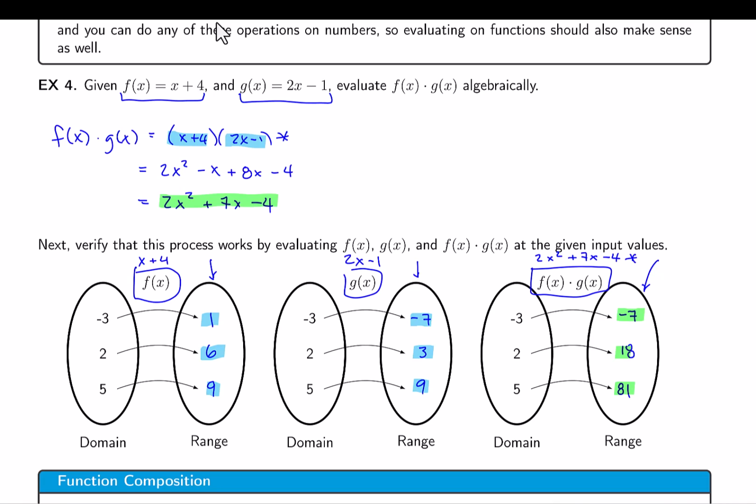And so all you're doing when you're taking the product f of x times g of x is just multiplying two numbers, which should make perfect sense why they will always end up being the product of the two functions individually. All right, so that works with multiplication, addition, subtraction, any operations that we do on functions at all.